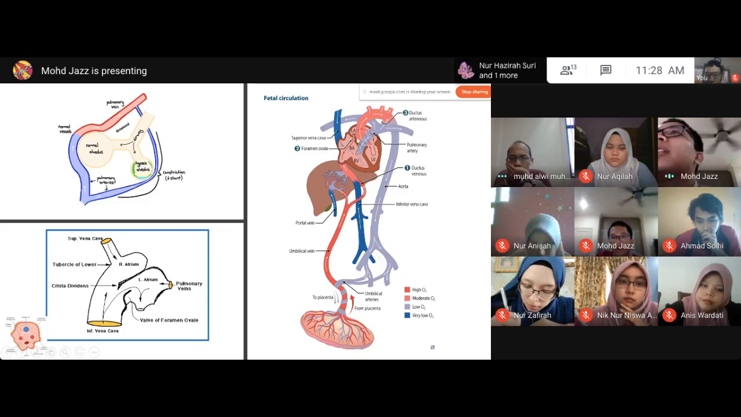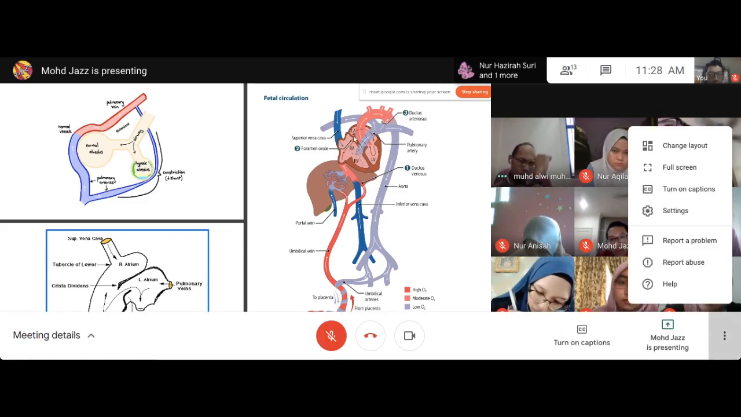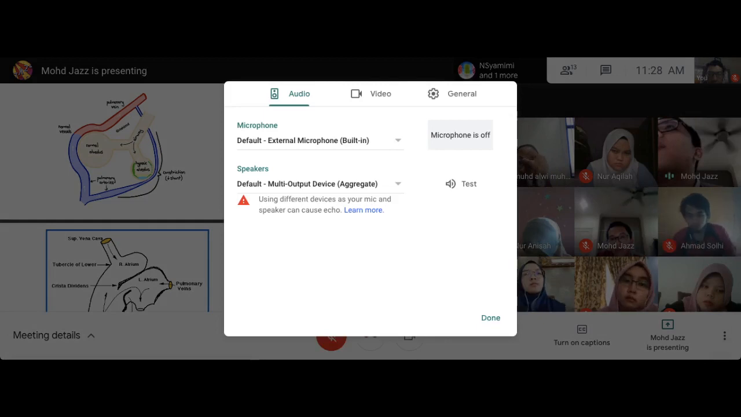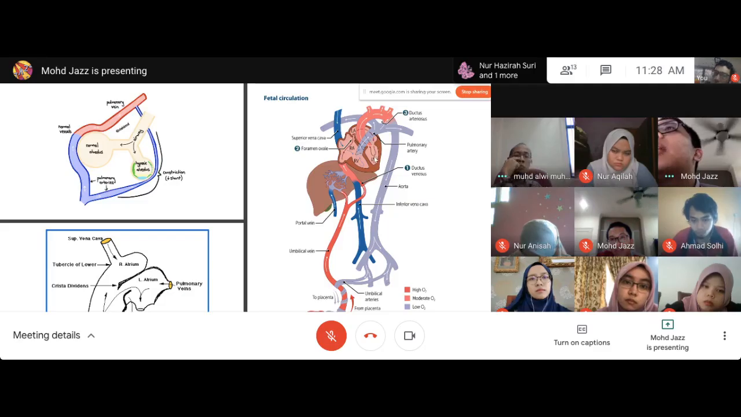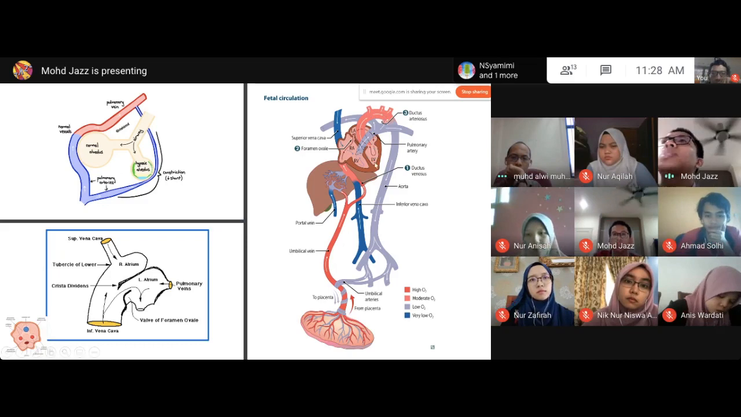So we settle the flow from the right ventricle. The flow through the foramen ovale is rather similar. 1/3 of the flow from the right atrium goes to the foramen ovale, then goes into the left ventricle and is pumped. But most of it still goes through the ductus arteriosus. Okay, so that's fetal circulation.